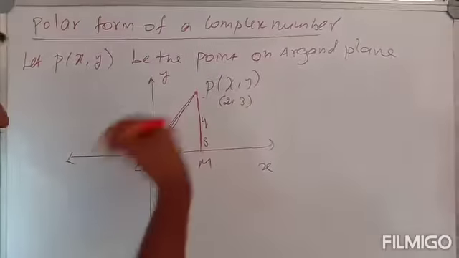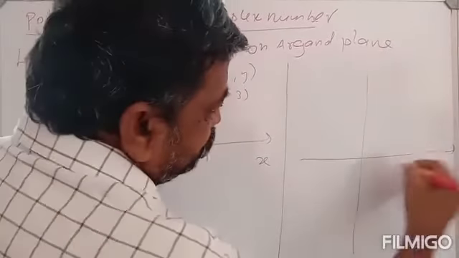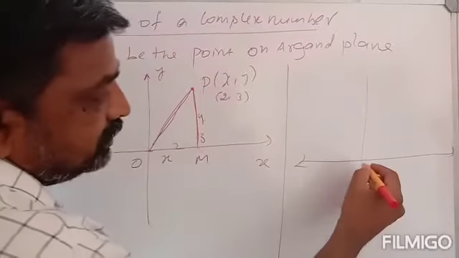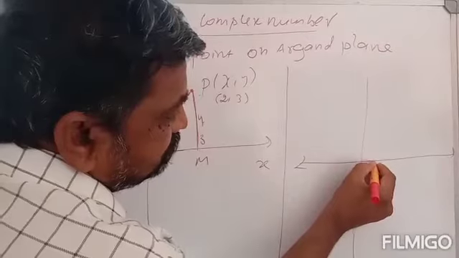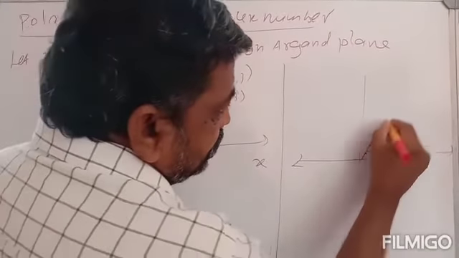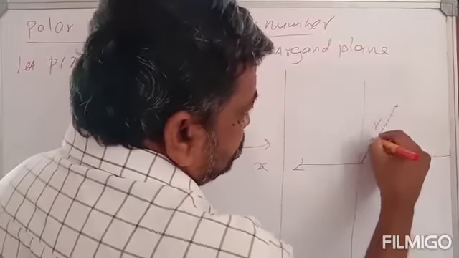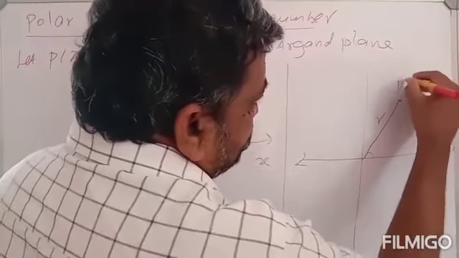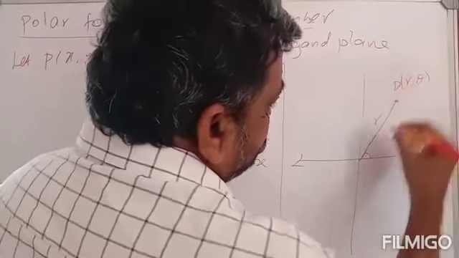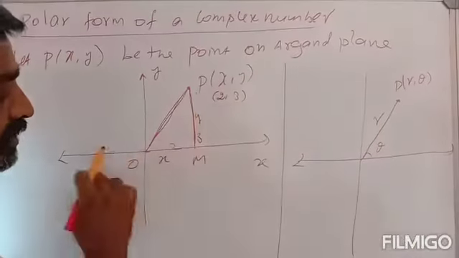But the same point we can reach in another way, which is called polar form, or polar coordinates. We rotate from the x-axis by angle theta and move a distance r. The distance is r, and we reach P. That is P(r, theta). This is theta. So the point P we can reach in two ways.